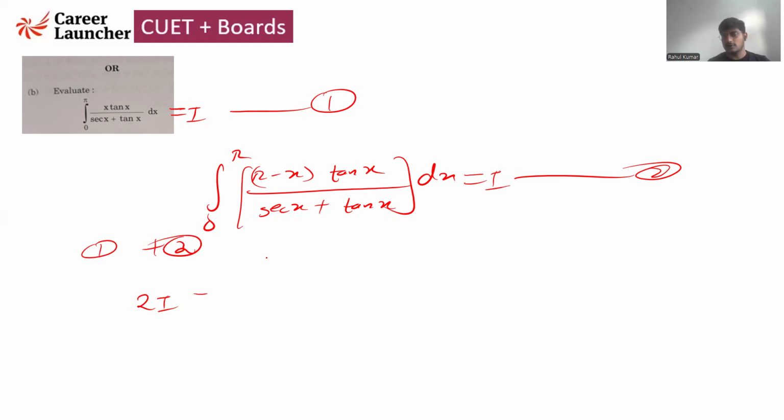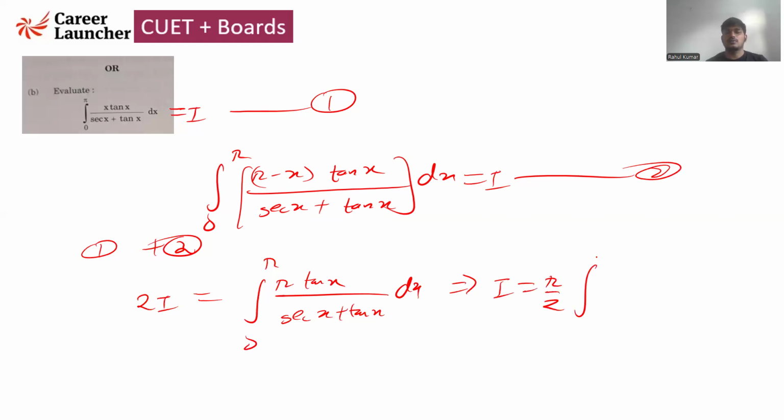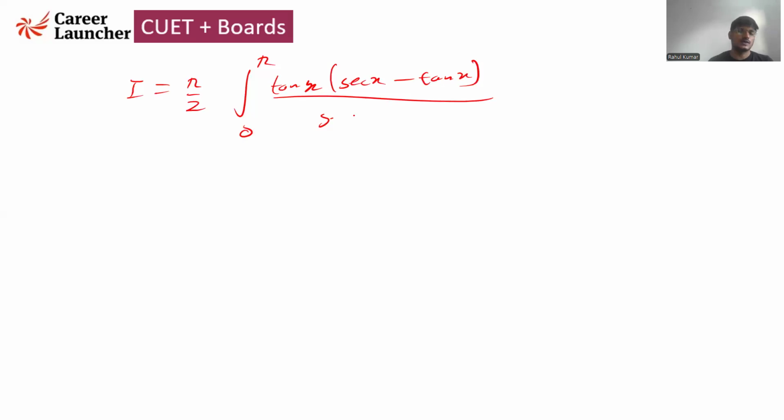You'll get 2I equal to the integral from 0 to pi of tan x divided by (secant x plus tan x) dx. And if you simplify this, your integral will become pi by 2, integral from 0 to pi of tan x divided by (secant x plus tan x) dx. Now the question is how you can solve this. Many students get stuck here. So what you need to do is just rationalize the denominator, and you will get tan x (secant x minus tan x), and in the denominator, secant square x minus tan square x, into dx.